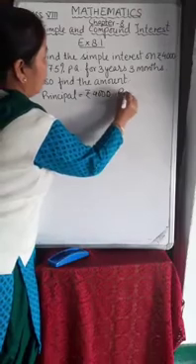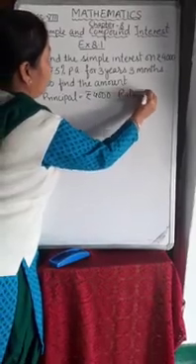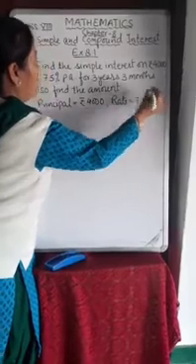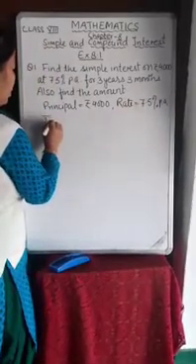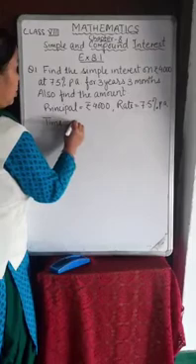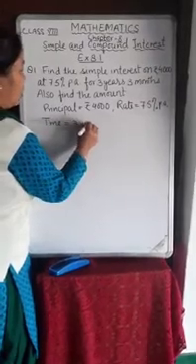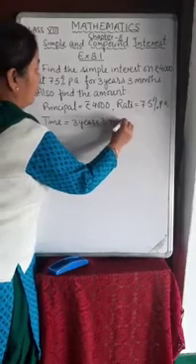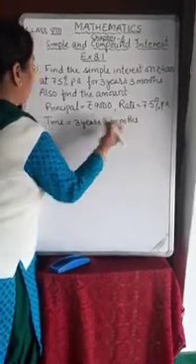Rate is 7.5% per annum. Time is given 3 years, 3 months. We have to find out the simple interest.